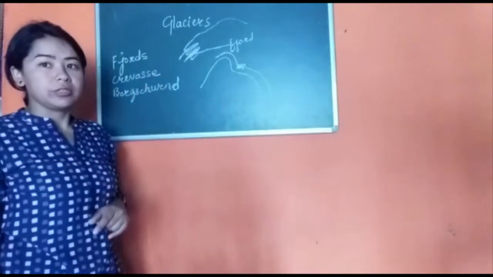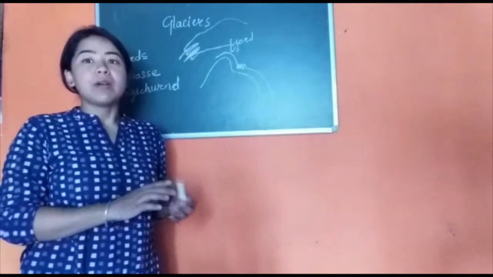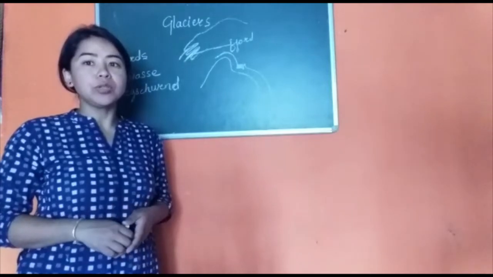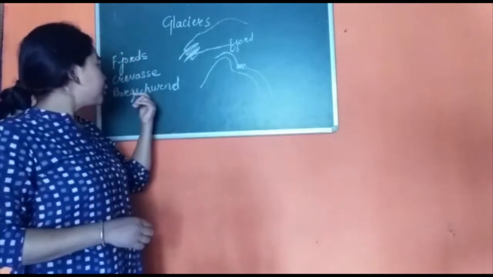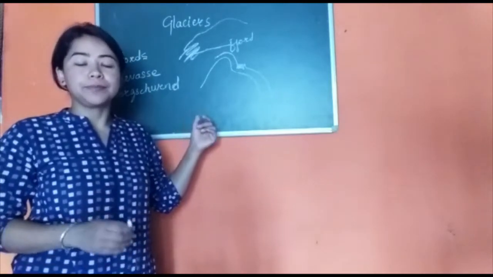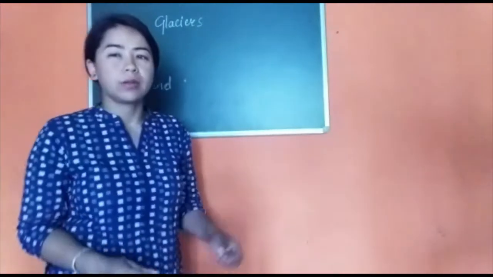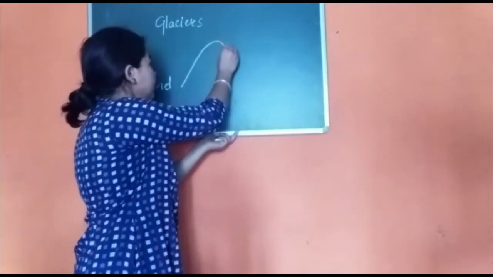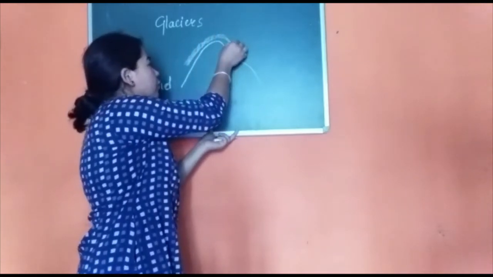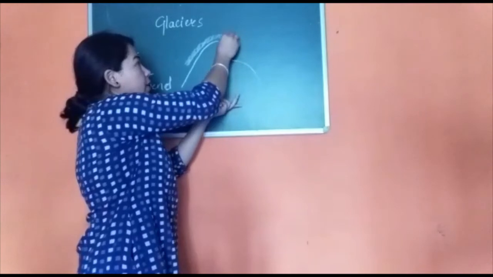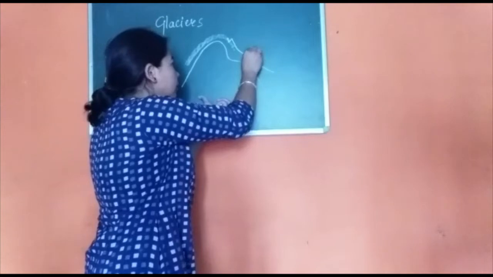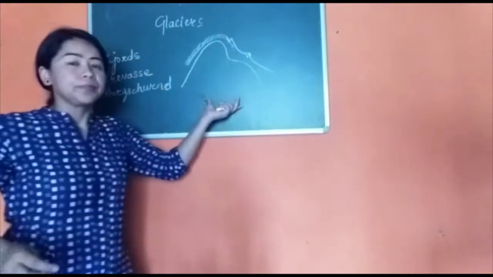Next is Bergschrund. A Bergschrund is a type of crevasse, but it is wider and deeper as compared to a crevasse. Berg means mountain and schrund means crack. Suppose this is your mountain over which the ice is moving. When the ice moves over these bends, it develops a crack here.